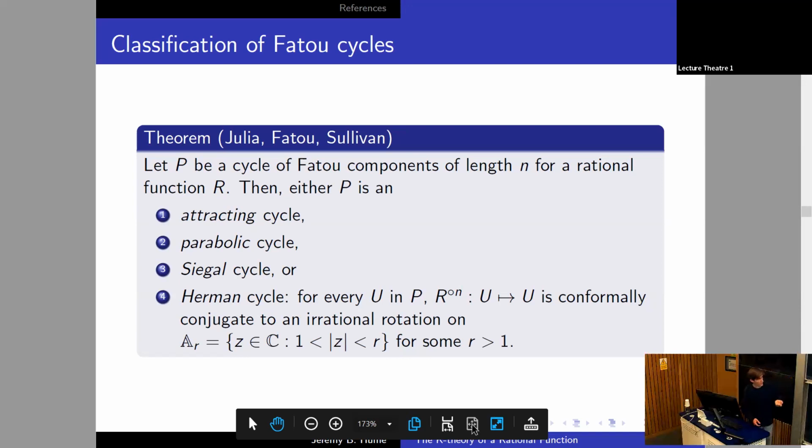A Hermann cycle is such that for every component U in the cycle P, if I raise R to the power of the Fatou cycle and then restrict the dynamics to U, that will be conformally conjugate to the irrational rotation on some annulus.